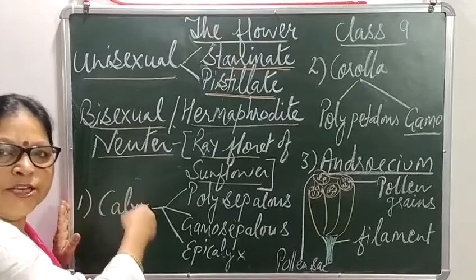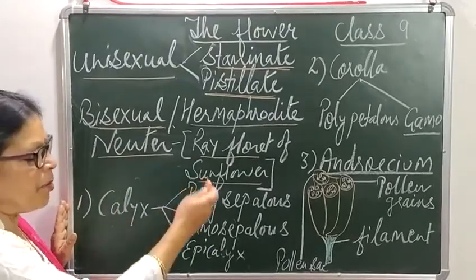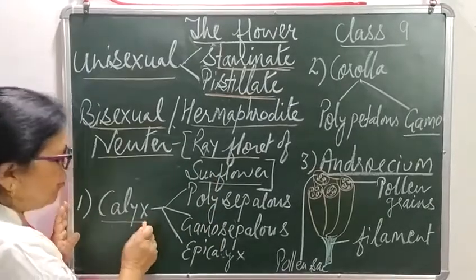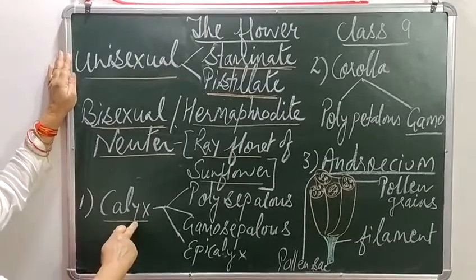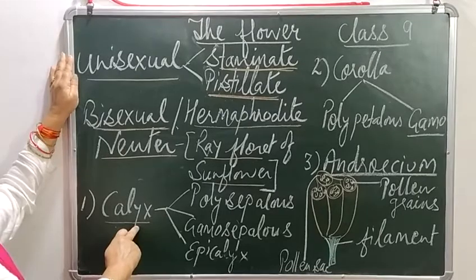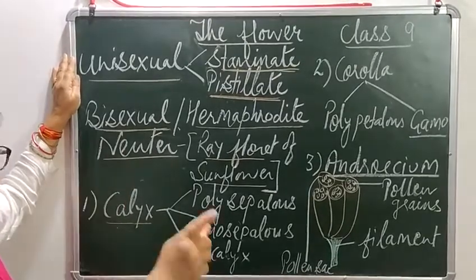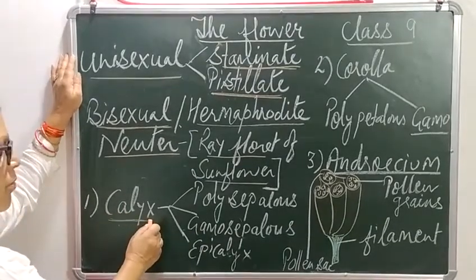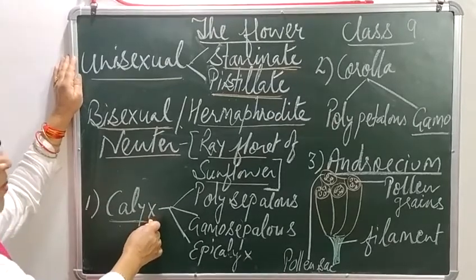Now, all these parts, all four floral parts, we will be learning in detail because there are many important terms. Now, as you all know, the first and outermost whorl of a flower is calyx. And calyx is the collective term for sepals. Sepal is the outermost part of flower, and collectively all sepals together are known as calyx. The first whorl. So this calyx is composed of various sepals.